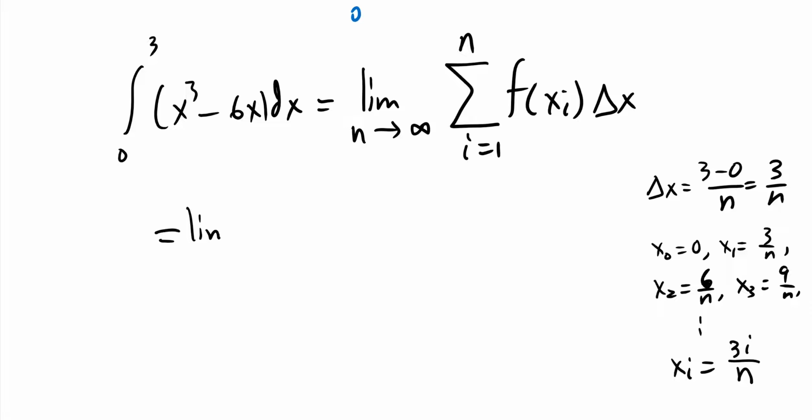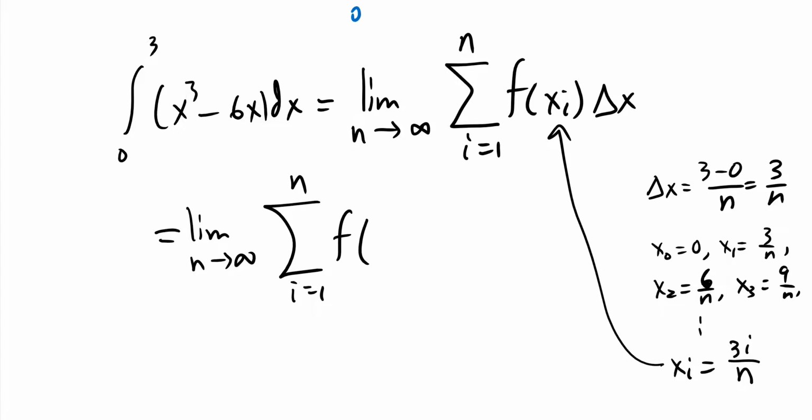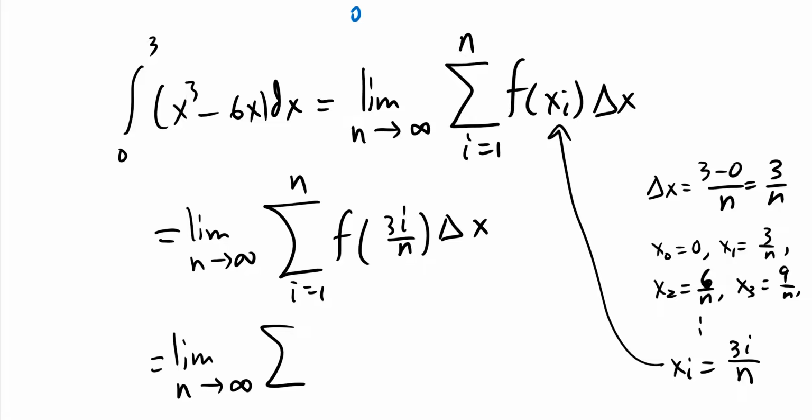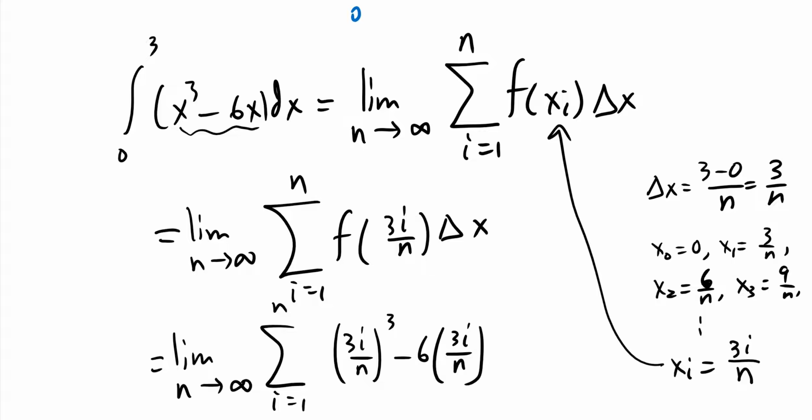So let's see. The limit as n goes to infinity. That gives me, first thing, the f of x sub i. So f of 3i over n. Okay. The next step is, keep the sum for now as is. We need to find what f of 3i over n is. They give me the function. This was the function. So I'm going to substitute: 3i over n to the third power minus 6 times 3i over n, times delta x. Delta x is 3 over n.